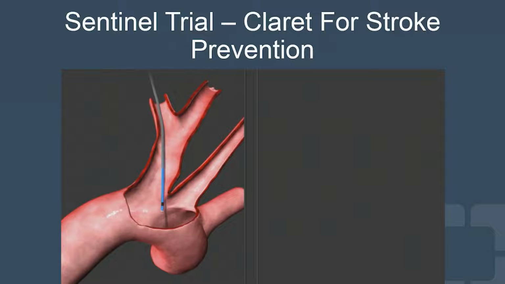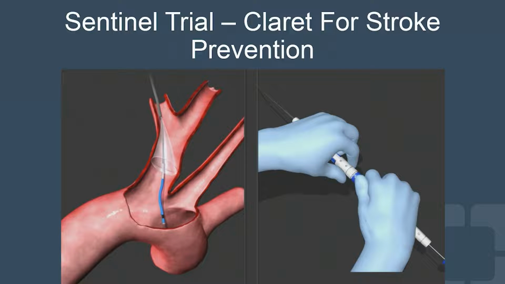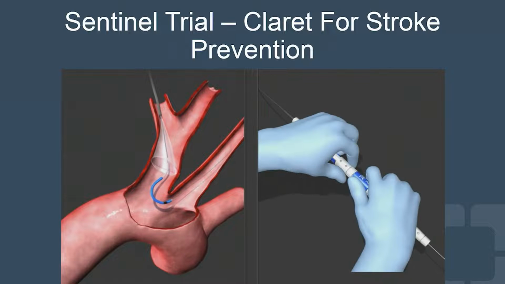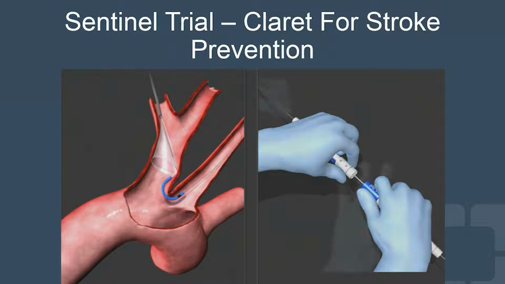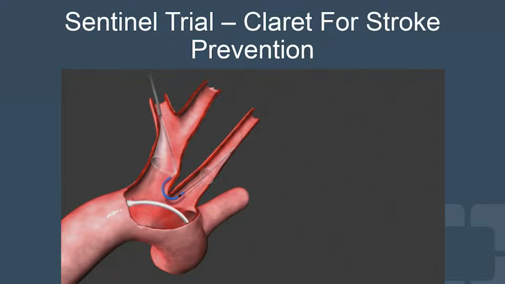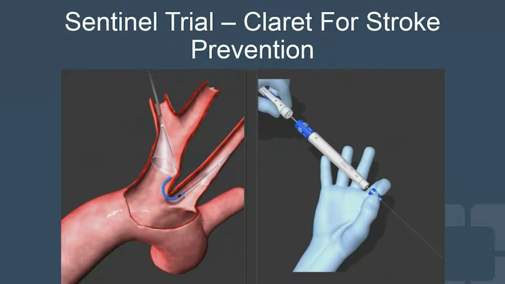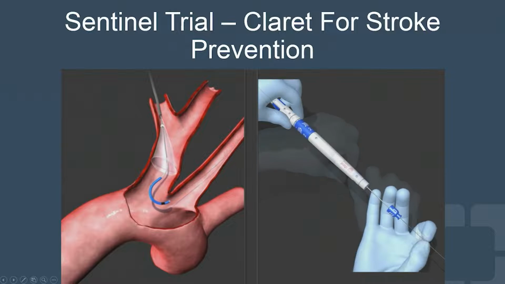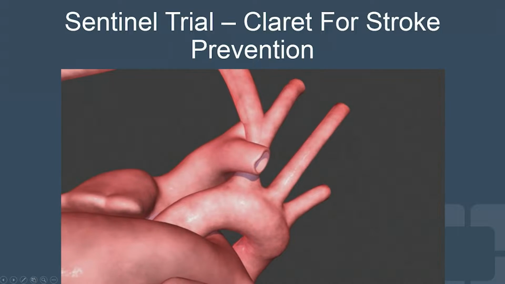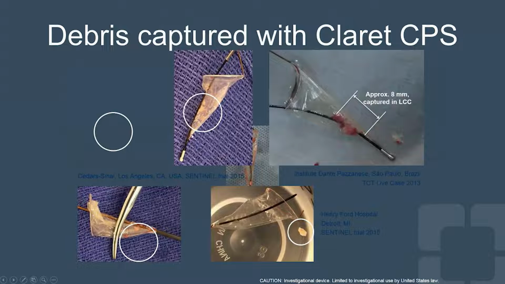Now, in terms of stroke prevention, because you're not removing the old valve per se, and rather just pushing the patient's old valve to the side, there is a higher risk of embolic disease. And there have been some devices invented to address this problem and to capture potential debris, such as the Claret device. And this is an example of the type of debris that has been captured by this device.